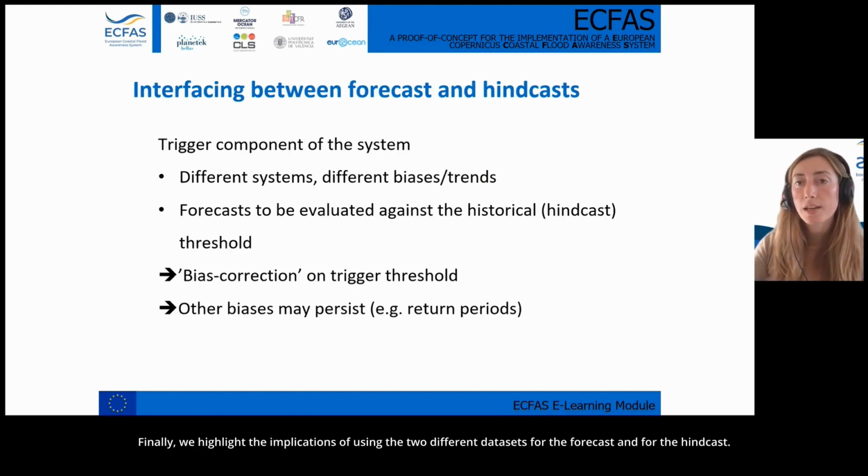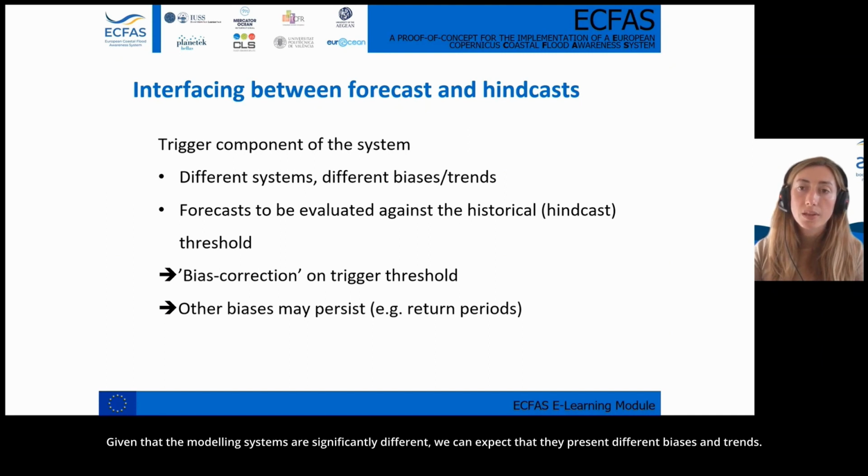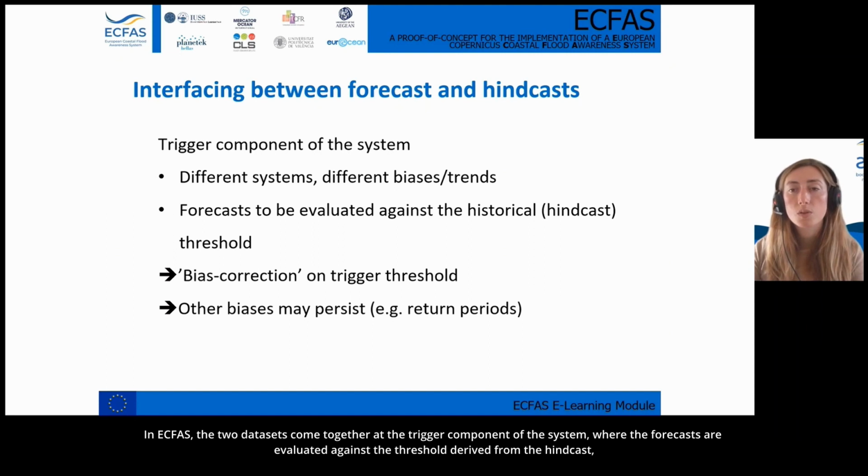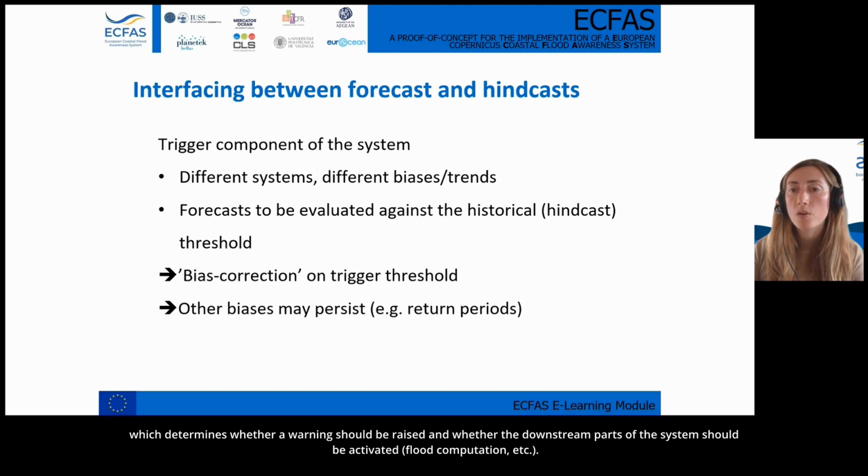So finally, we highlight the implications of using the two different datasets for the forecast and for the hindcast. Given that the modeling systems, as already explained, are significantly different, we can expect that they present different biases and trends. In ECFAS, the two datasets come together at the trigger component of the system, where the forecasts are evaluated against the threshold derived from the hindcast, which determines whether a warning should be raised and whether the downstream parts of the system should be activated, that is the flood computation, etc.